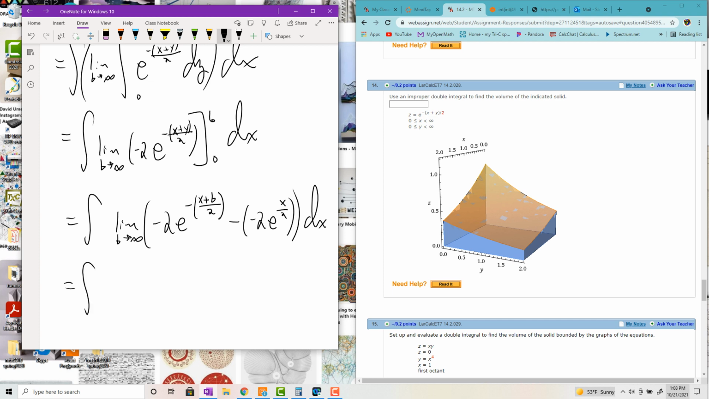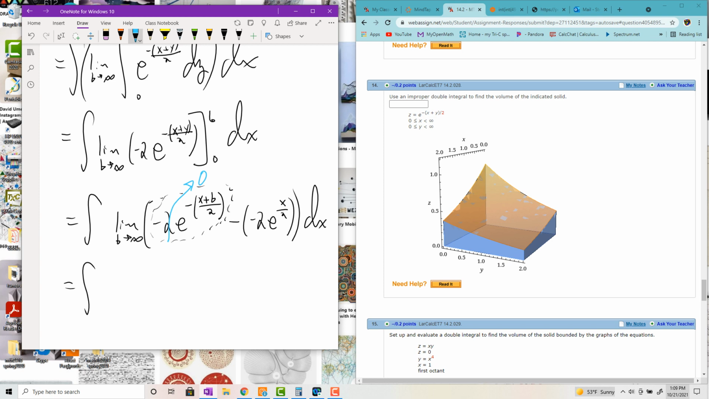So anyways, the limit of this first part, as b goes to infinity, you just assume x is some constant, right? So like 5. You have b plus 5 over 2. As b goes to infinity, b plus 5 over 2 will go to infinity. So you'll have like e to the negative infinity. E to some negative like 1 billion is really, really close to 0. So this whole first part is going to zip off to 0.